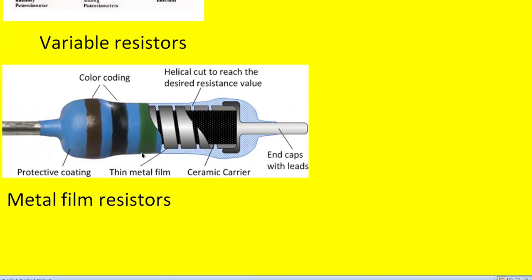And there is another type of resistor called the metal film resistor, like this. This is also used for special purposes.